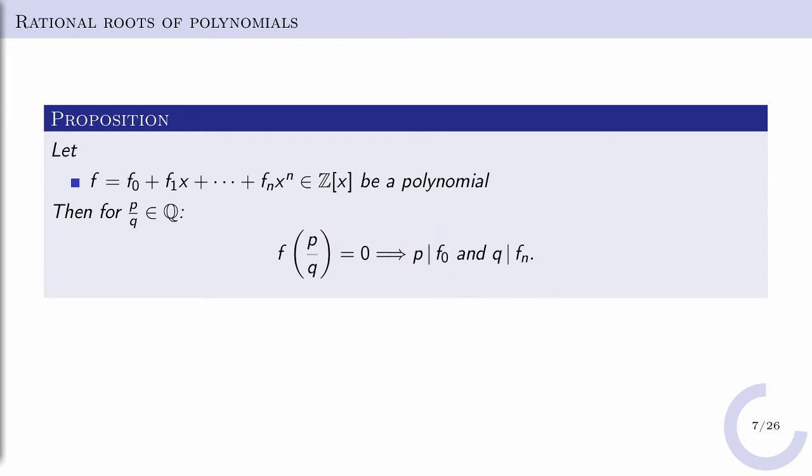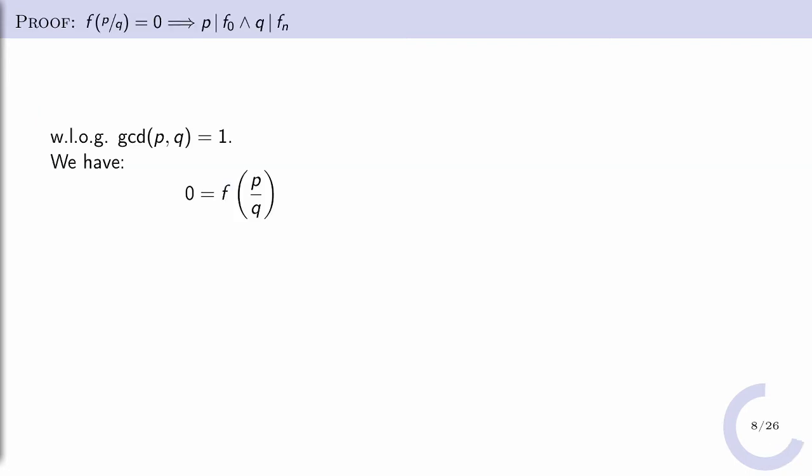Of course, not every rational number with the numerator dividing the constant term and the denominator dividing the leading term will be a root. It's obvious that there is no other implication. But if something is a root, then it must be of this form. The proof of this fact is very short and very easy.